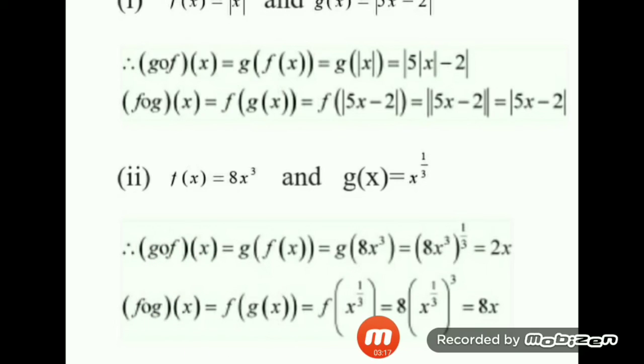Sometimes it may be asked to show that GOF is not equal to FOG. Simply one more conclusion you can give. Since this is not equal to this one, therefore GOF is not equal to FOG.